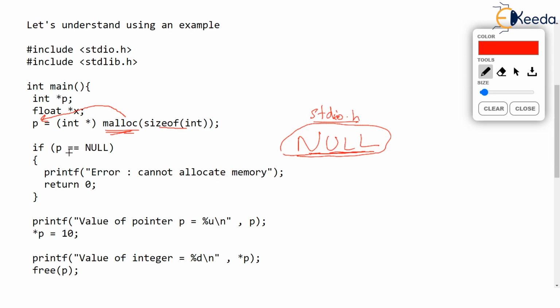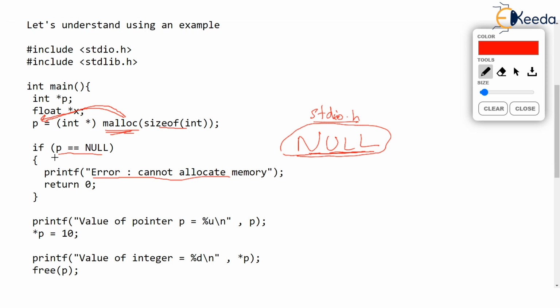If p is null, that means malloc has returned a null value and stored it in P. So malloc was unsuccessful in allocating 2 bytes for an integer. So if P is null, you can print an error, cannot allocate memory, and you can return. You can stop the program. You see, return 0 will stop main instantly, isn't it? Because return marks the end of the function and main is a function. So return 0 is going to end the function.